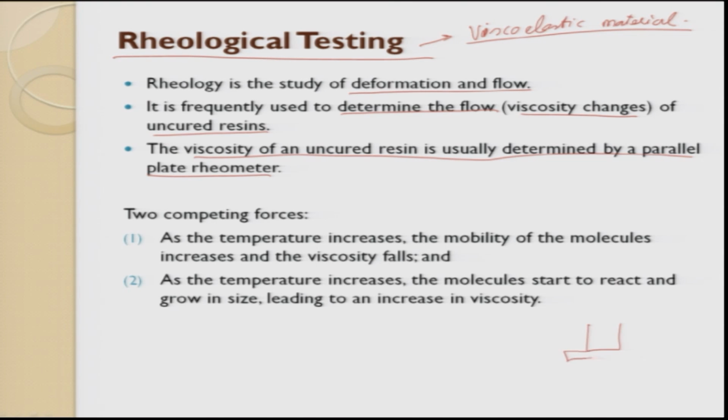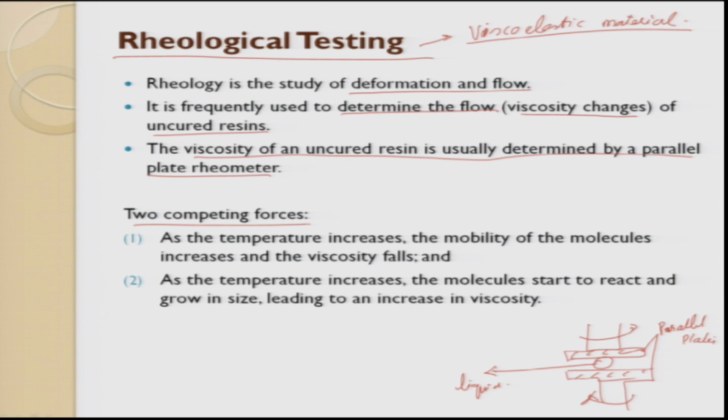taking two parallel plates, and putting a droplet of the liquid on one. So this is a plate, this is a plate, these two are parallel plates. Then we put a liquid here, swing the plate, and see what resistance it generates and how it behaves with respect to time and temperature. This is what is called a parallel plate rheometer.